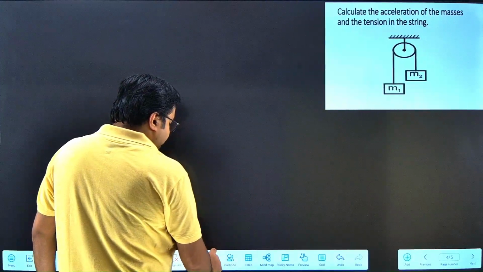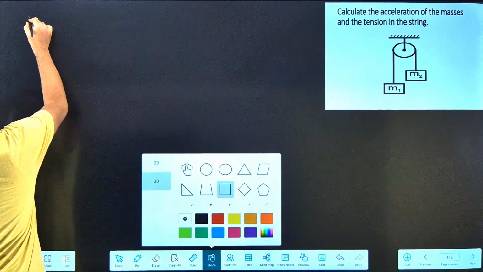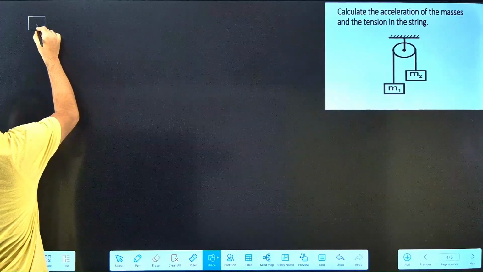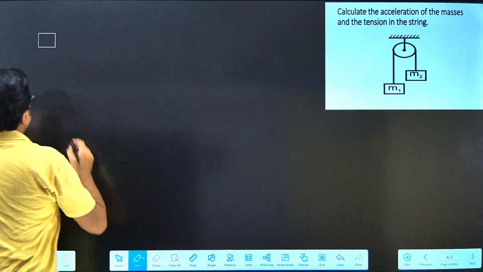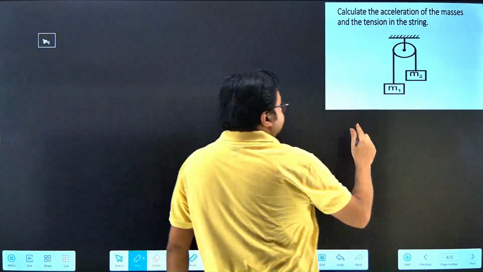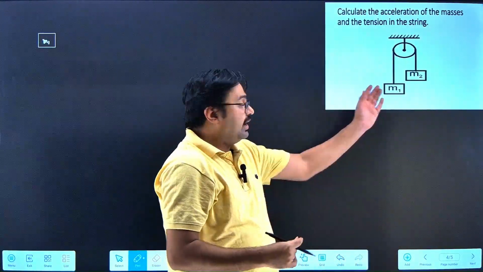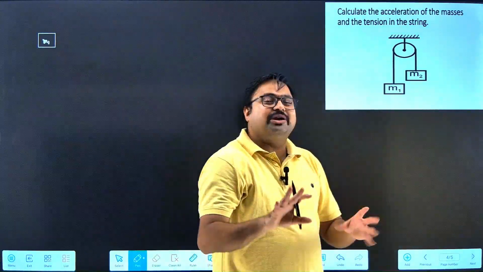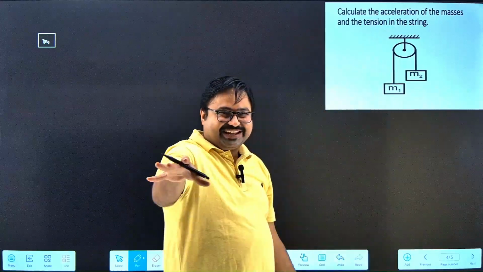I'd like you to pause the video and try to draw this yourself. So I'm drawing the free body diagram for mass M1 here. So this is mass M1. I'll just assume in this case that M2 is heavier than M1. If M2 is heavier than M1, it's quite easy to guess what happens. M2 comes down and M1 goes up. That's exactly what's going to happen.